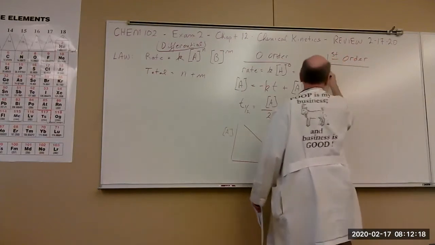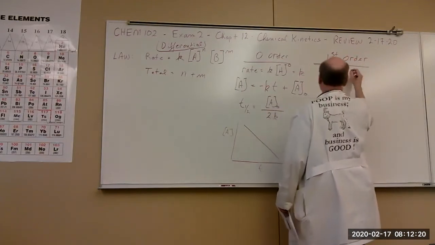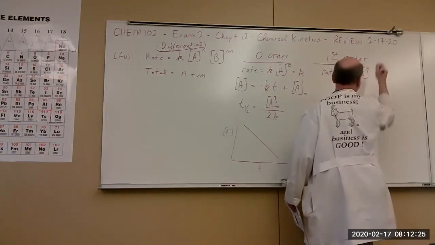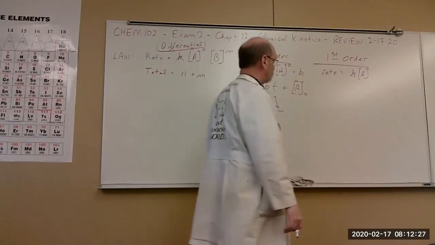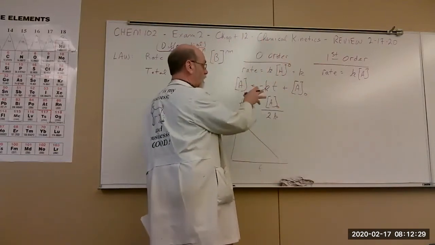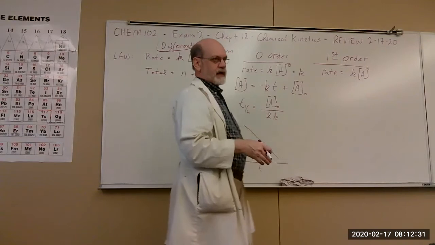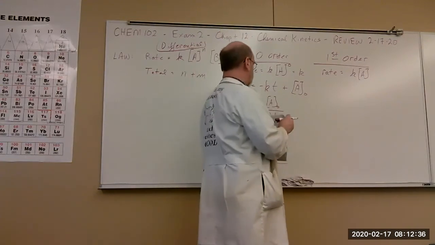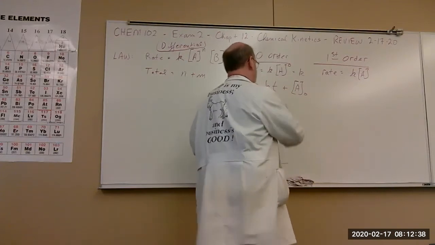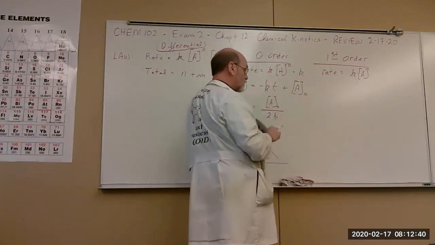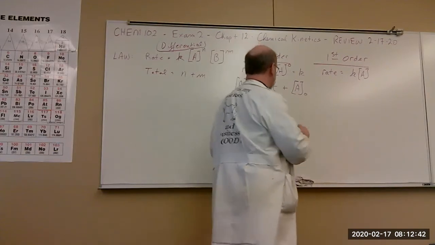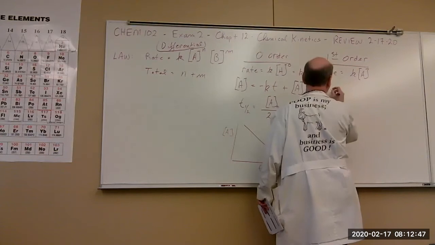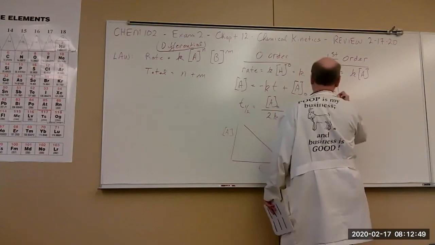So the rate law for first order equals k times the concentration of A to the first power. Okay, so the rate law in that case does depend upon A. So how do we get a straight line out of that mess? Well, when you integrate it, the straight line is only seen if you take the natural log of A.